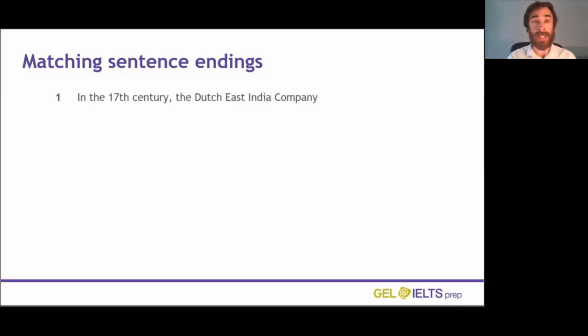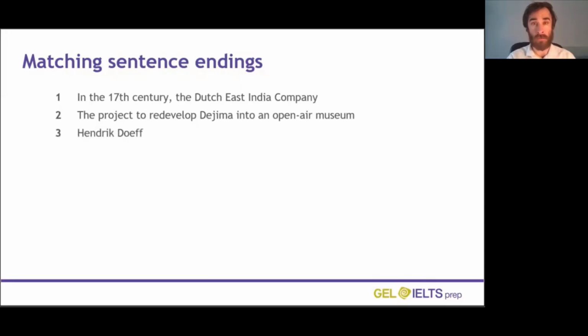Question 1 says, in the 17th century, the Dutch East India Company. Question 2, the project to redevelop Dejima into an open-air museum. And question 3, Henrik Duyf. Now let's look at the options. Remember, there will always be more options than questions.